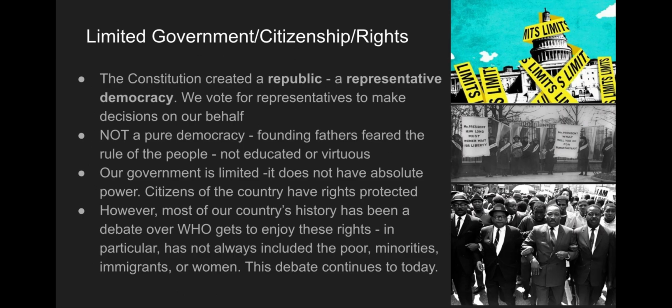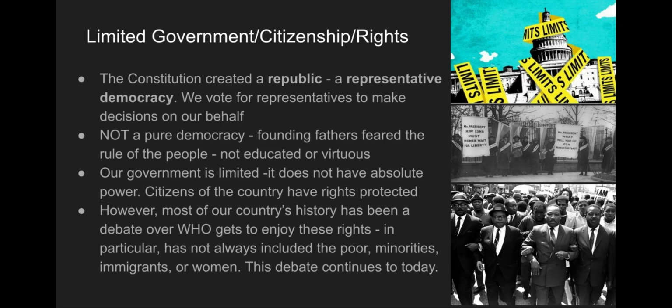Our very last principle for the Constitution we will discuss for Unit 1 is this idea of limited government, citizenship, and rights. We're going to combine all these. The Constitution created a republic, which means it's a representative democracy. We vote for representatives to make decisions on our behalf. This is not a pure democracy. We don't vote directly on laws, generally speaking. The founding fathers actually feared the rule of the people. The people are uneducated. They're not virtuous. They're not going to make good decisions. So they should get representatives who are going to make those wise decisions for them. So that's why this is a republic, not a direct democracy.